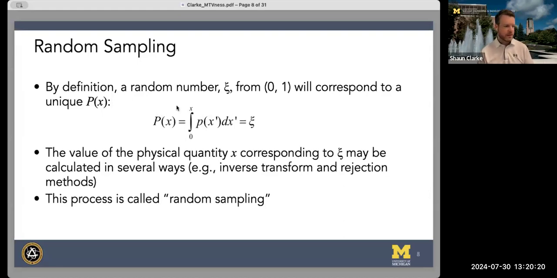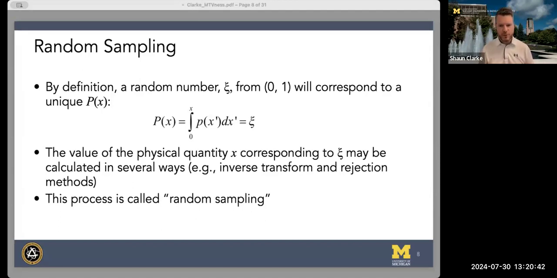But it's easiest to think about in terms of a p of x that is integrable. If that's the case, then you can simply solve that p of x for c, and then you have your series of physical quantities x. So that is the Monte Carlo method in a nutshell, but it's a bit esoteric so far. So I want to go through a few examples.